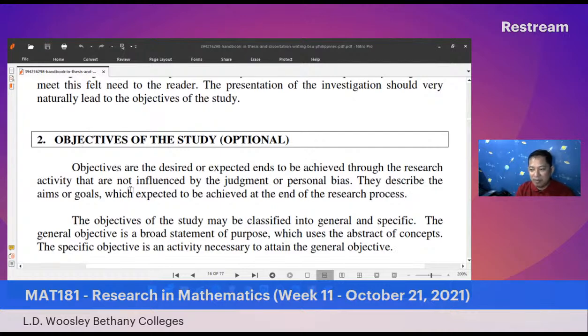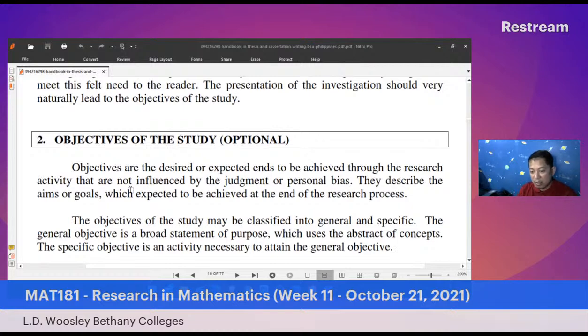They describe the aims and goals which are expected to be achieved at the end of a research process. So that's very important. Okay. So yun yung makikita natin dyan. Perhaps I will have another set of session for this one.